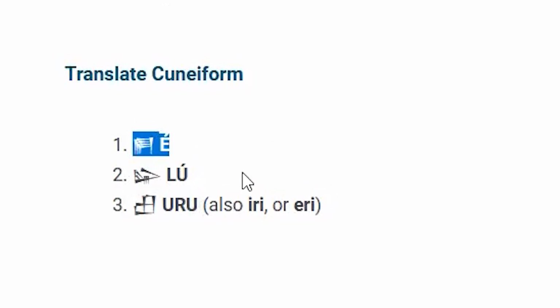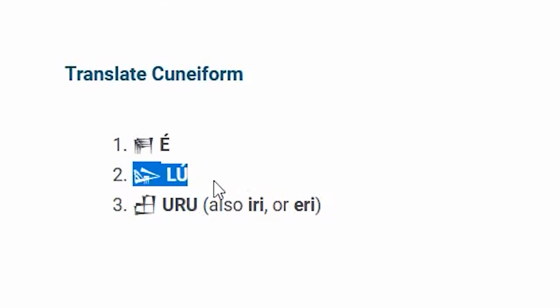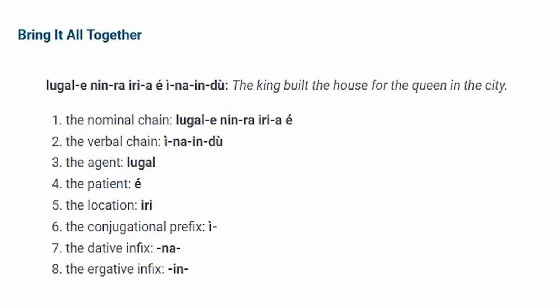This is the A sign or the A2 sign. This was the Lu sign, which is man. This one's house. And this is the Aries sign or Uru sign. Usually it's listed under the Uru sign. So there we go. And bring it all together.